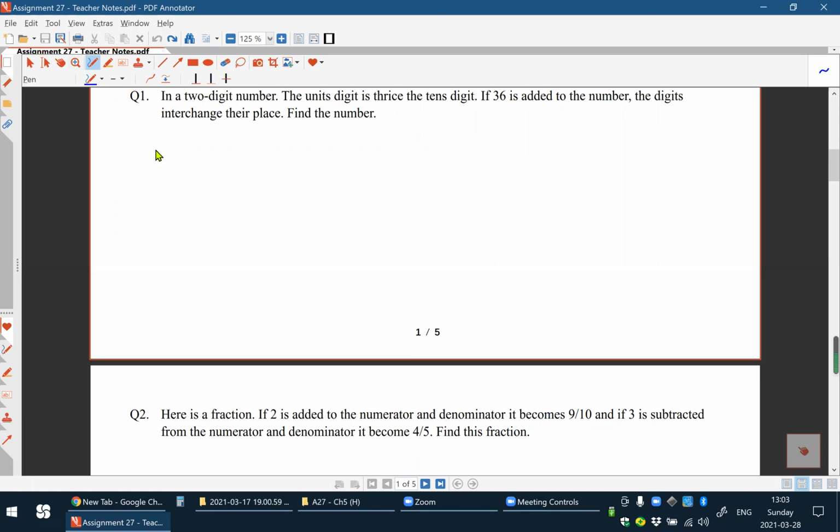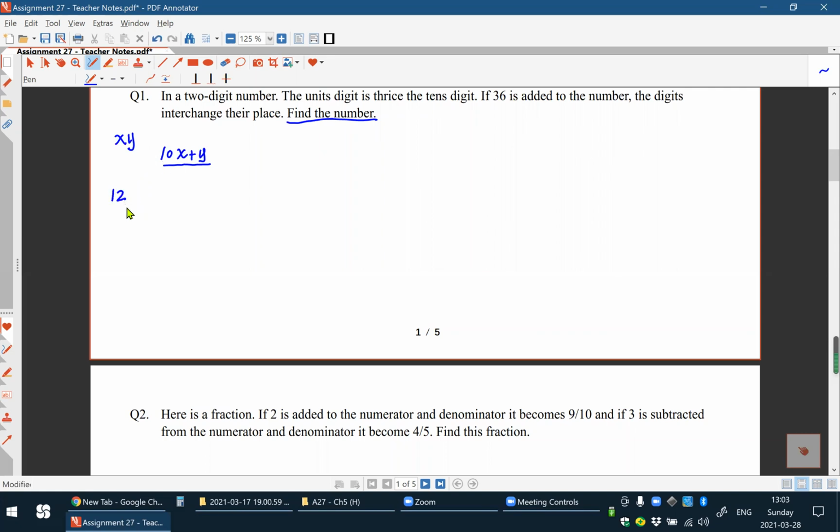Question one: in a two-digit number, the units digit is thrice the tens digit. If 36 is added to the number, the digits interchange their place. Find the number. Suppose this number is xy. What is the real quantity that this number stands for? It stands for 10x plus y, right?